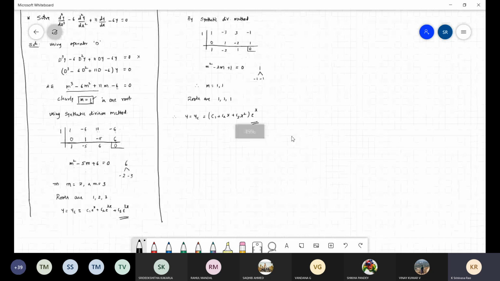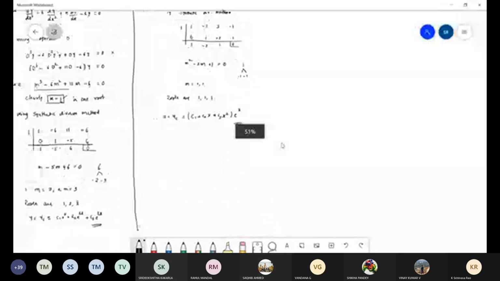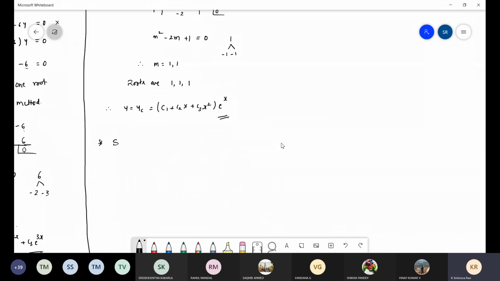Next problem. Solve d cube y by dx cube minus 13 dy by dx plus 12y equal to 0.